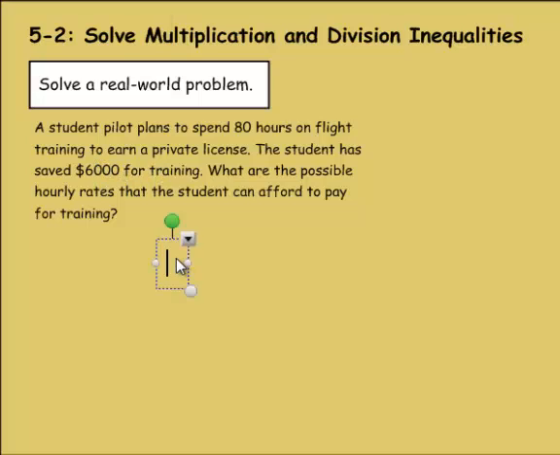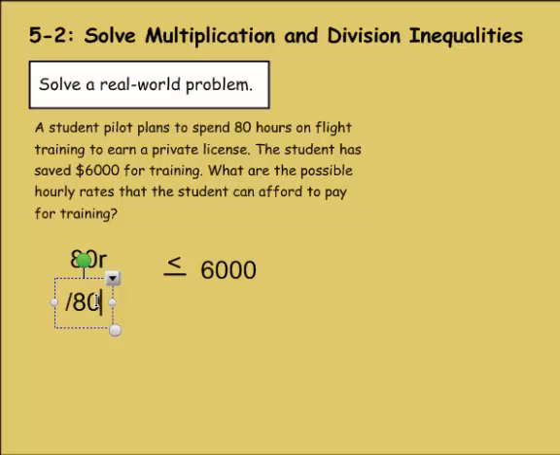So we know that the spending has to be less than or equal to the total, which would be 6,000. We need to find the hourly rates. That's what we need to find here. So let's make that our variable. Let's do R for rate. So the rate that he pays per hour times the number of hours, which would be 80. So we'll do 80R, 80 times the hourly rate, needs to be less than or equal to 6,000.